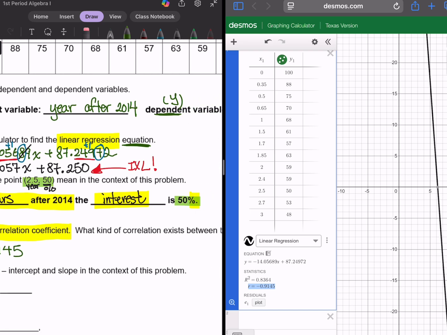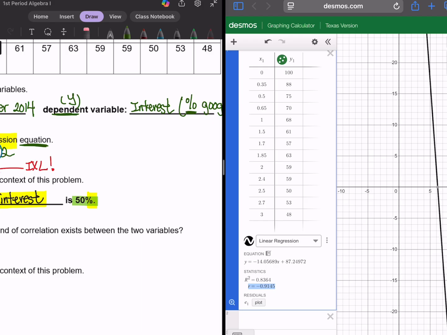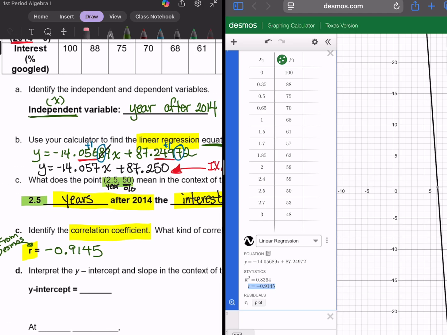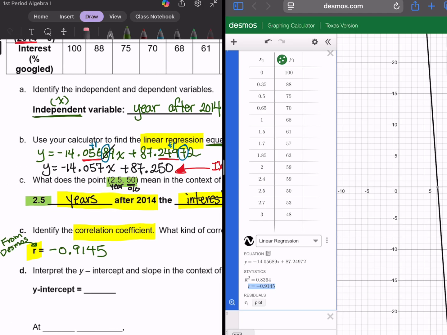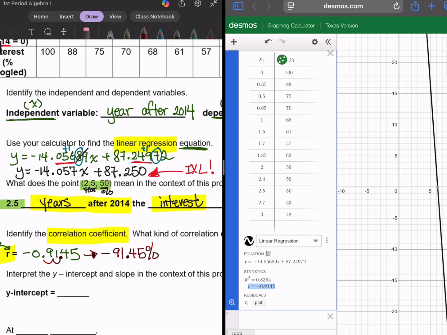What kind of correlation exists between the two variables? That means, what does this R value stand for? Remember what we talked about. When we have an R value, I can change it to percent. So 2 times to the right, that's where the new decimal is going to be. It's going to be negative 91.45% accurate.